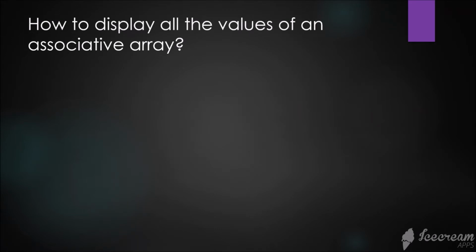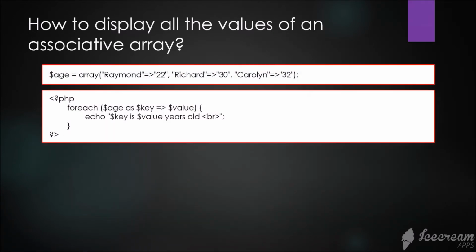Okay, so next is how to display all the values of an associative array. Okay, so we're going to use the foreach again. Okay, so we have here our variable, which is age. Then the key will serve as the index, the string index. Then we have here the value. Okay, then we have here our echo statement.